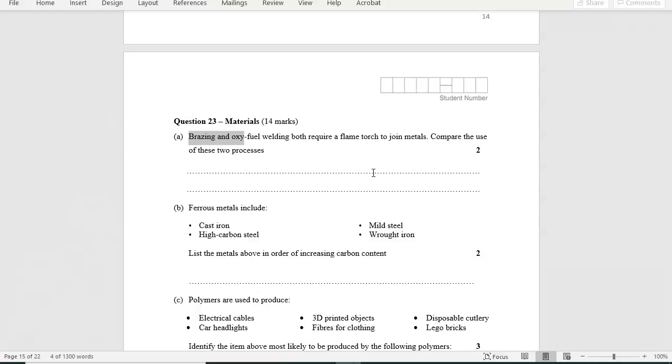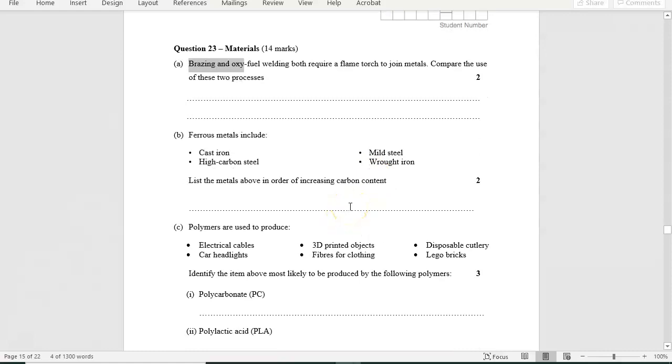It does distort the material and should really only be used on thicker sections of steel. It needs to be machined afterwards. It doesn't need to be as clean. Okay, so there, really I'm looking for 2 answers for 2 marks.